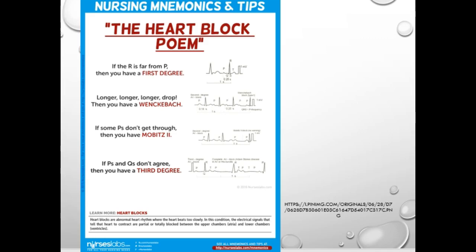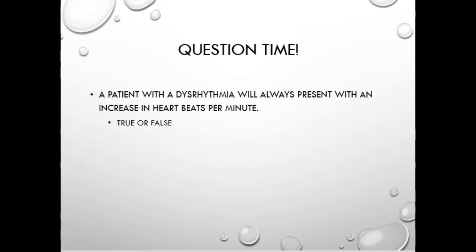So you don't always have a P wave before you have the QRS complex. And then if it's all over the place, if your P's and Q's don't agree, then you have a third degree. So I hope that helps you a little bit. Electrical activity of the heart has always been a challenge to teach and to understand. I hope some of this clarifies it. If you have any questions, please let me know, of course, as always.